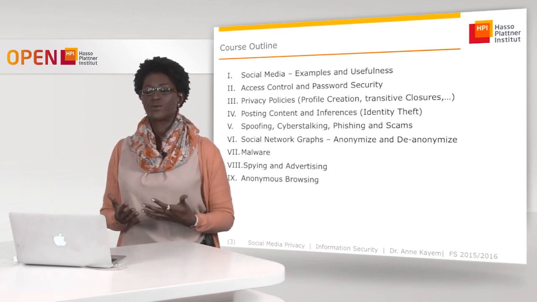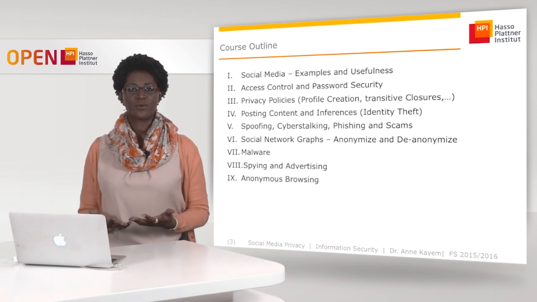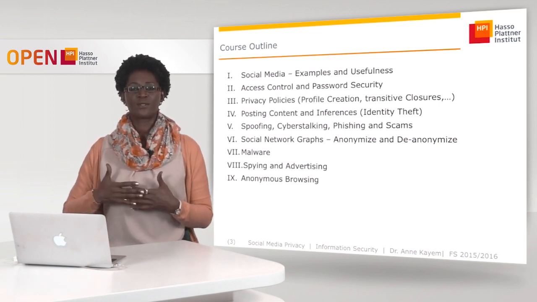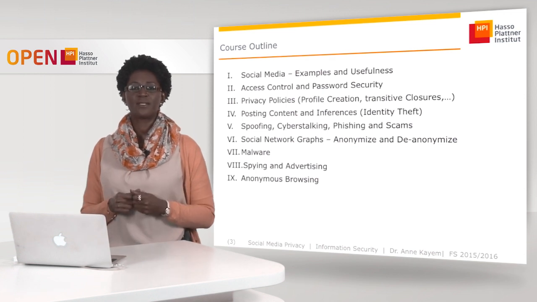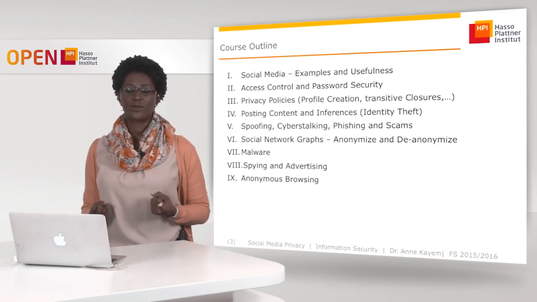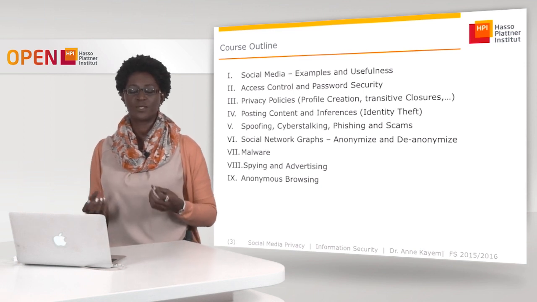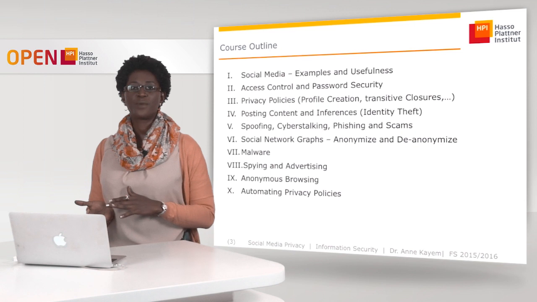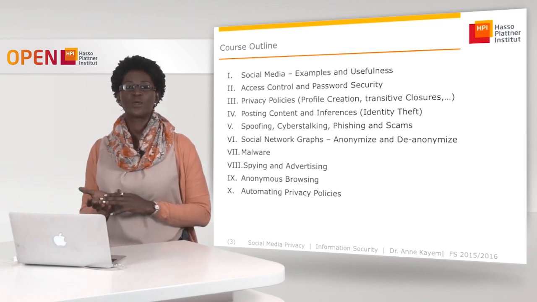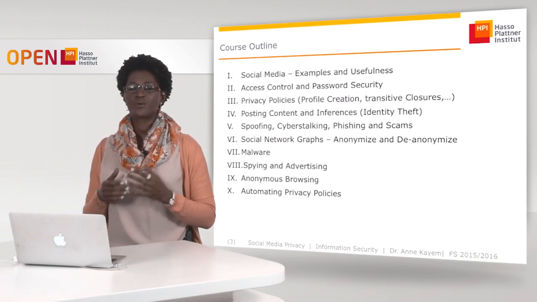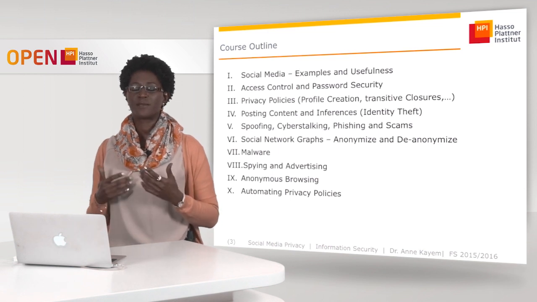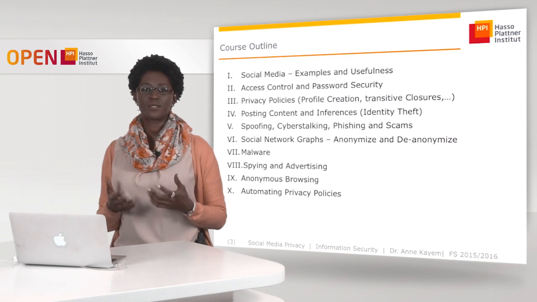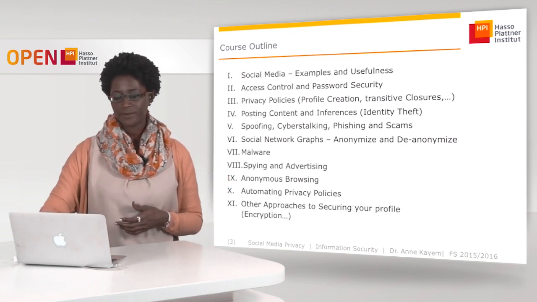And because of this, we then look at things like anonymous browsing. How do you browse in ways that what you're doing is not visible to these guys who are interested in capturing your information in order to use it in ways that you would not agree to? We look at automation of privacy policies because we all get lazy, and sometimes we just want the computing system to be able to look at all of the different possibilities and make things just that much easier for us.